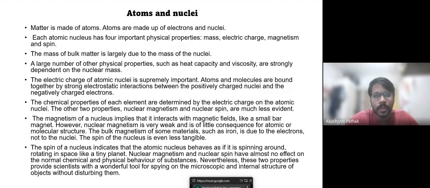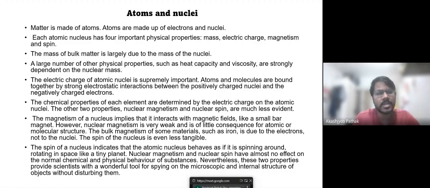As we all know, matter is made of atoms, and atoms are composed of electrons and nuclei. The atomic nucleus, which is composed of neutrons and protons, has four important physical properties: mass, electric charge, magnetism, and spin.